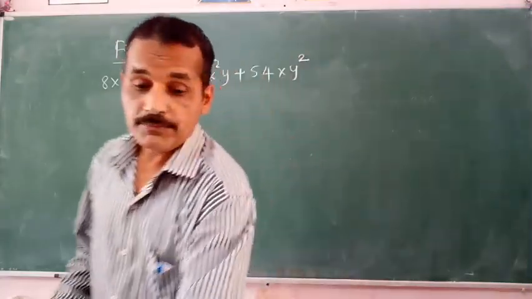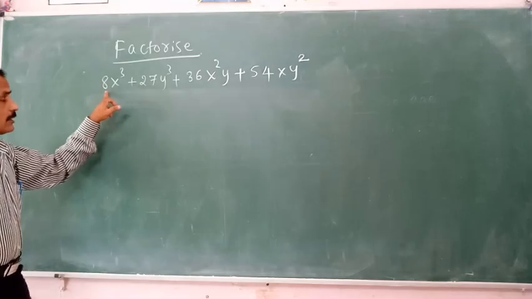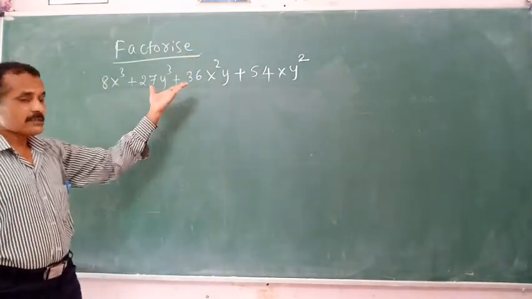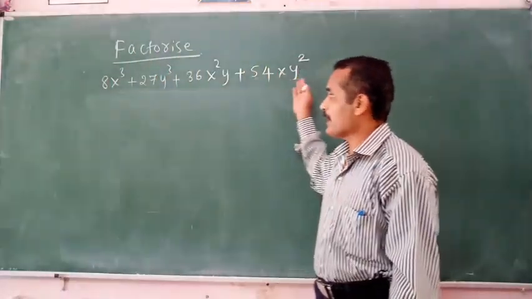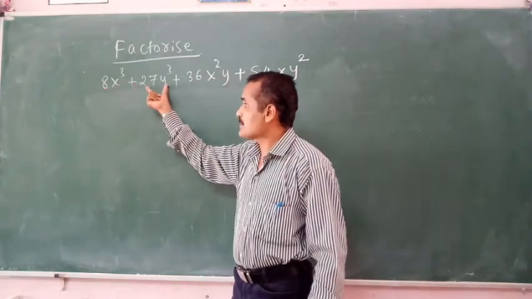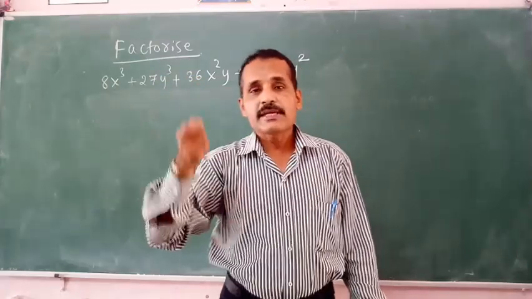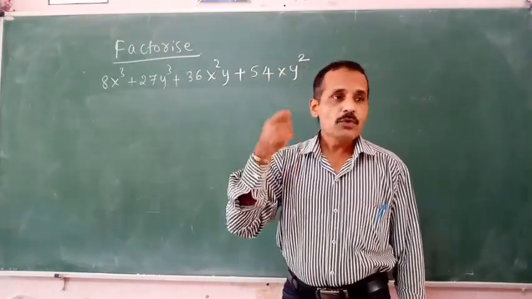Now look at this problem. This is again a problem of factorization. Whenever they ask you to factorize, definitely the problem has to be given in the expanded form. So this is in the expanded form, and you can find here there are two perfect cubes. Two perfect cubes indicates that this is definitely in the form of a plus b the whole cube.